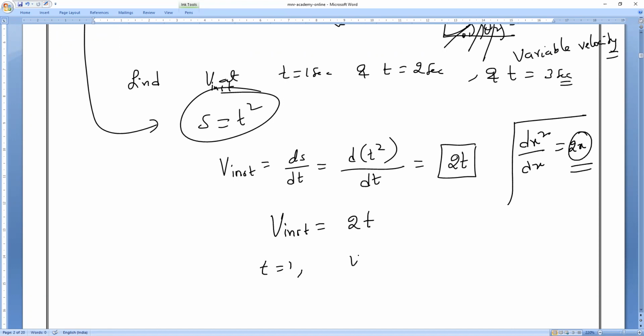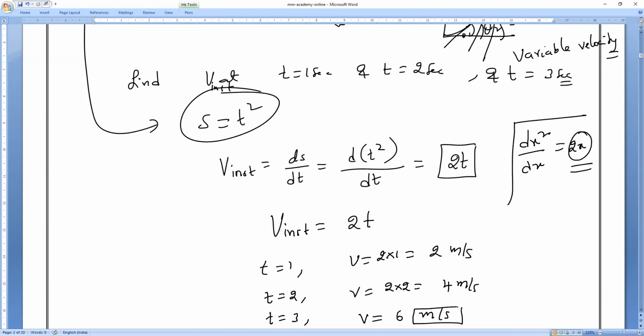Then t is equal to 1. So t equal to 1 means V will become what? 2 into 1, which is equal to 2 meter per second. Now t is equal to 2. V is equal to 2 into 2, which is 4 meter per second. So t is equal to 3. V is equal to 6 meter per second. That is V instant at 1 second, 2 seconds, and 3 seconds.